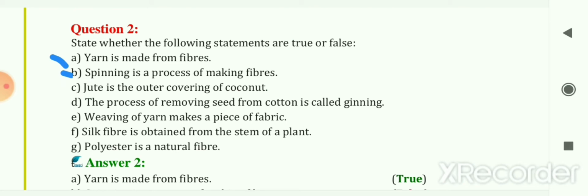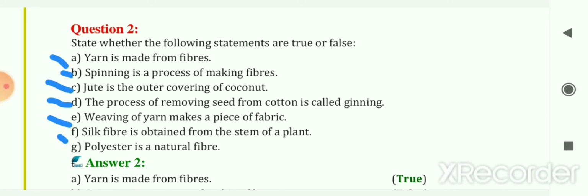Next: jute is the outer covering of coconut. Again your answer is false. Next: the process of removing seeds from cotton is called ginning. Your answer is true. Next: weaving of yarn makes a piece of fabric. Your answer is true.